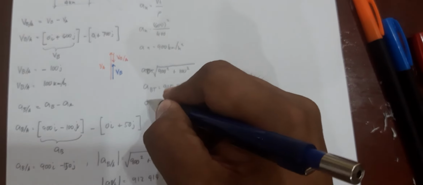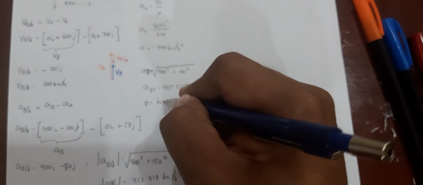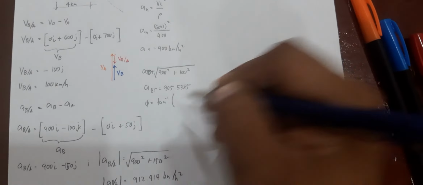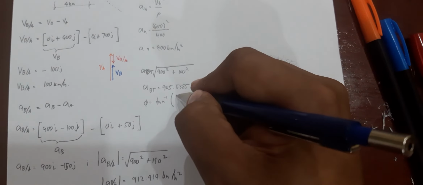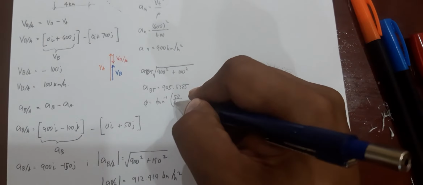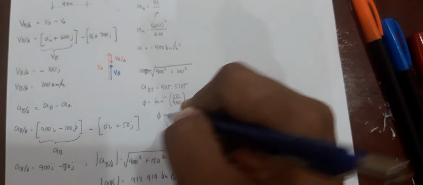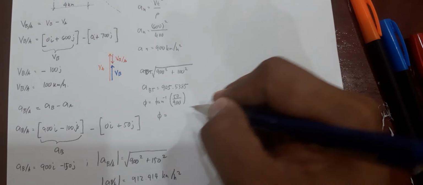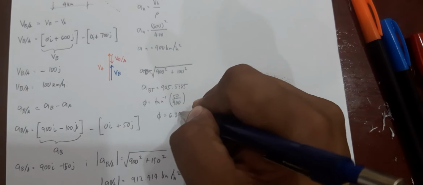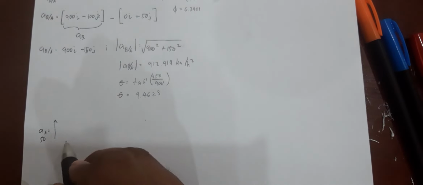Phi is equivalent to arctan of the opposite, that would be 50, and the adjacent would be 900. So you will be getting theta equal to 6.3401. So going back to your graphical solution, you have already established the acceleration for A. Next, for that one, you would have negative.